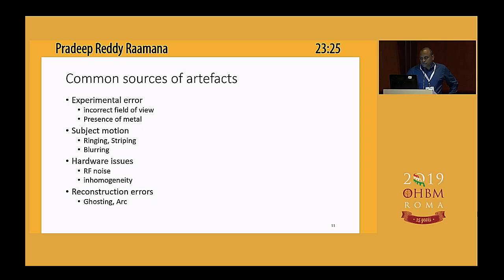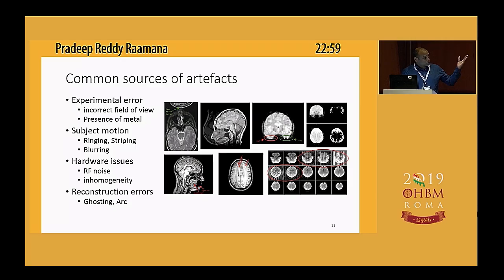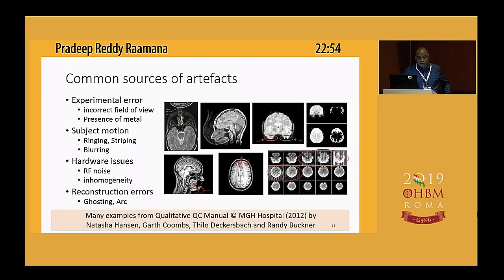So the common sources of artifacts in this modality can be roughly categorized into these 4 categories: experimental error, subject motion, some hardware issues, followed by some reconstruction error. And I'll probably describe them in isolation, but they can happen together also. So this is to give you some screenshots of different artifacts, and I've copied many examples from this wonderful manual from NGH. You can also download that online.